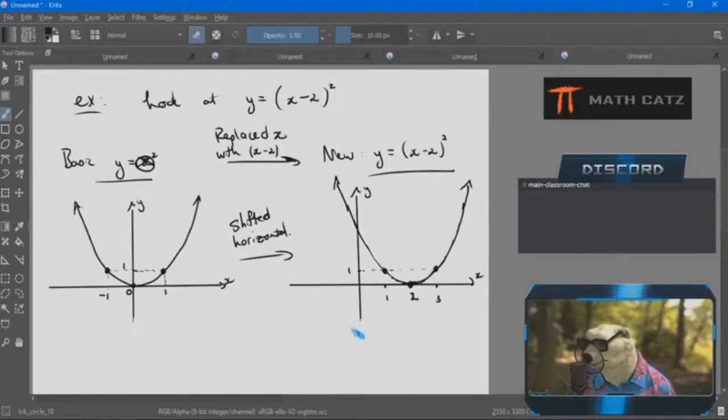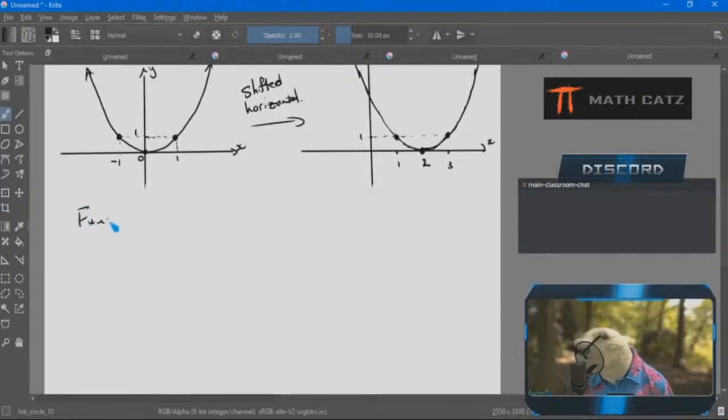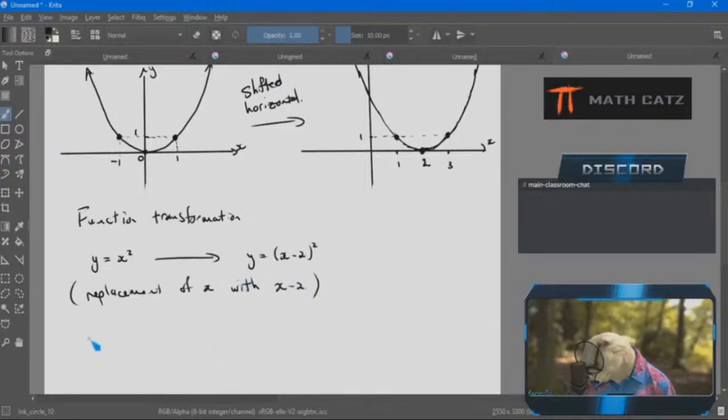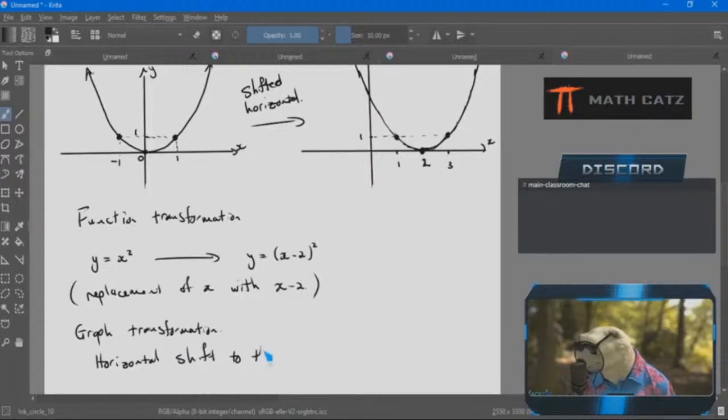So let's just highlight or summarize what is happening here. So my function transforms with a function transformation y equals x squared to y equals (x minus 2) squared, for example. That is a replacement of x with x minus 2 in this case. The corresponding graph transformation is a horizontal shift to the right by, of course, 2 units.